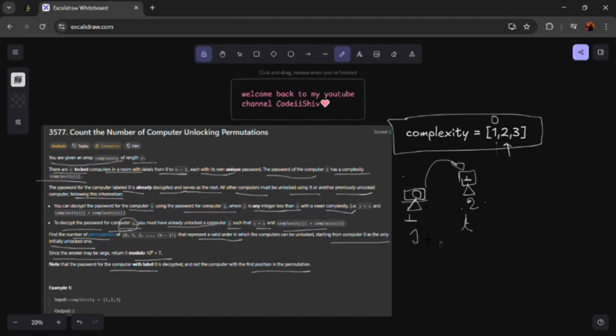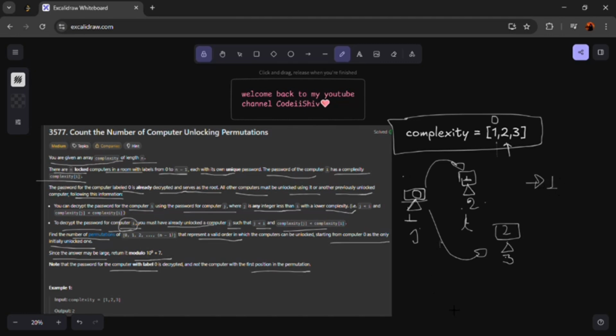And also we can unlock computer 2 using computer 0, as the complexity of 0 is also less than the complexity of 2, so we can unlock this computer also. So this is our first permutation, first arrangement.